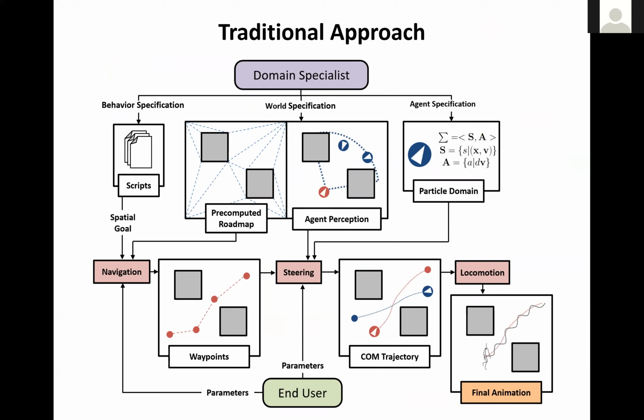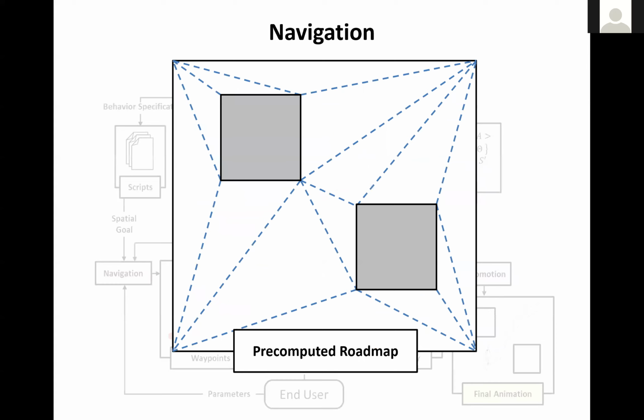Okay, let's keep going. A traditional approach to simulating interacting virtual humans involves many interconnected components, which need to work together and synergize to produce this final result. So there are many aspects, and let's go through them one by one.